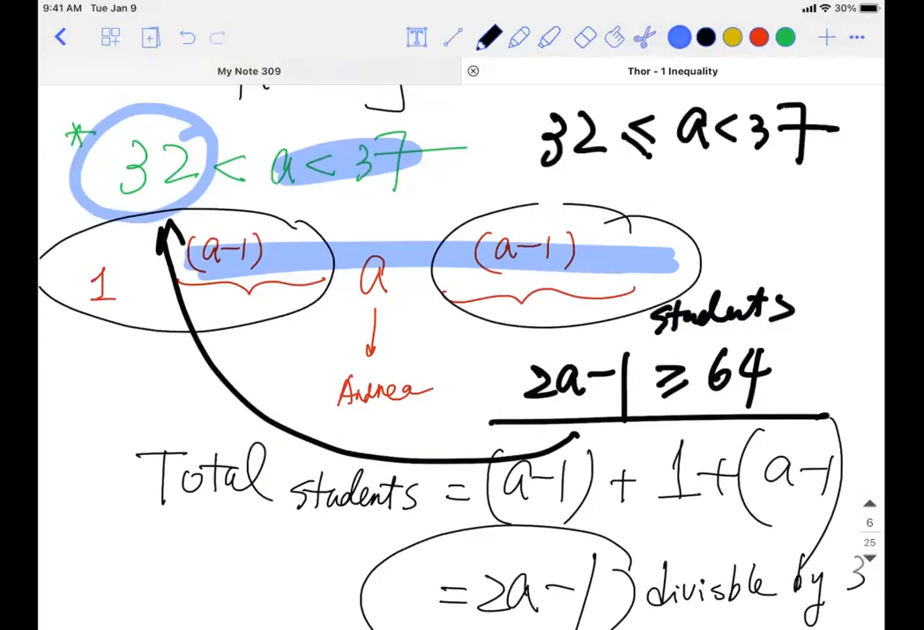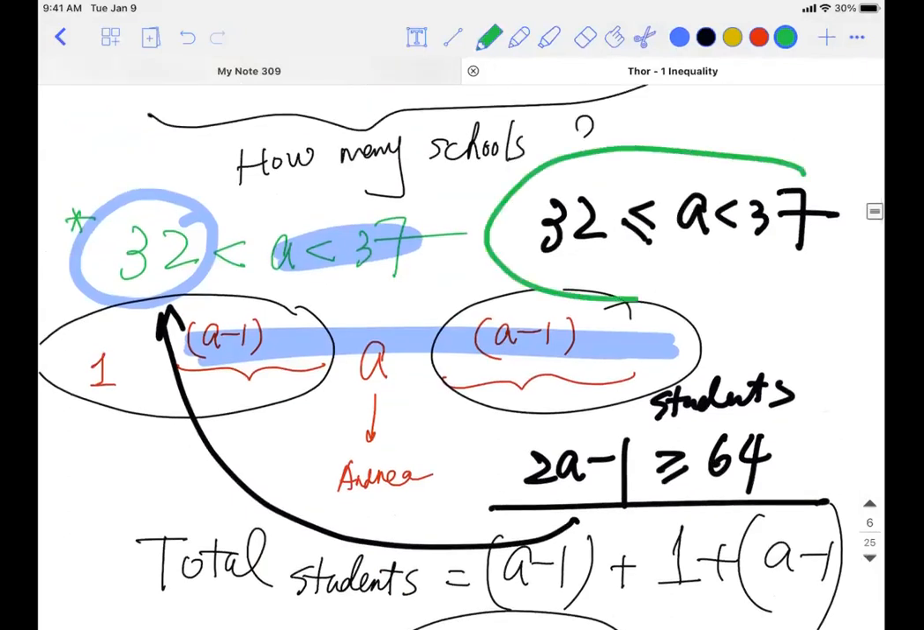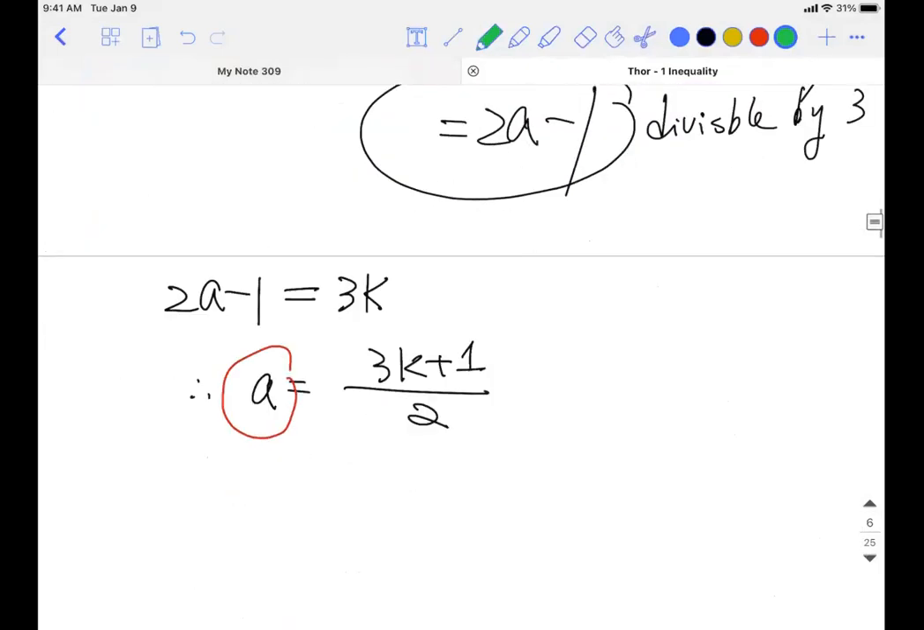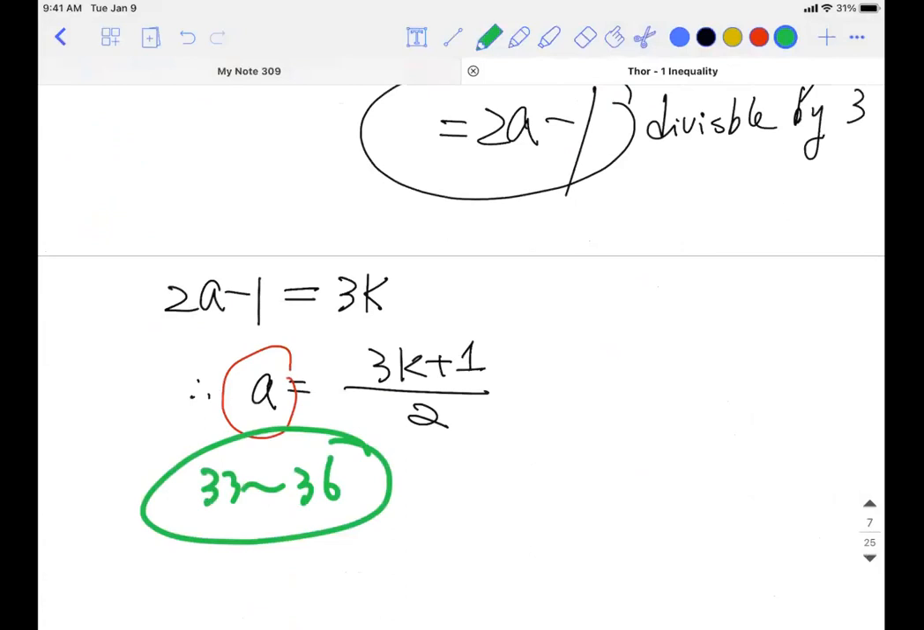So what we're gonna do is, again, like I said, sometimes when you have an inequality, what are you gonna do? If A is a positive integer, you can just enumerate them one by one, right? There are only 33, 34, 35, all the way to 36. There are only 4 options for A. Not too many options, right? You just need to go from 33 all the way to 36 and list out all the A's.